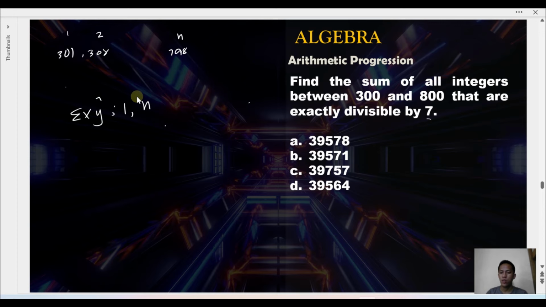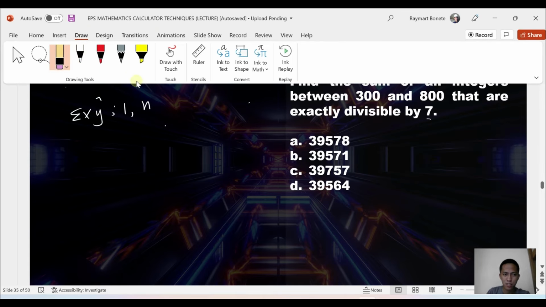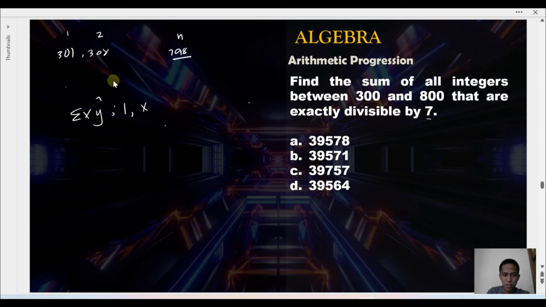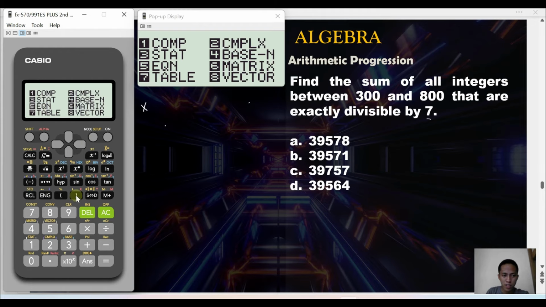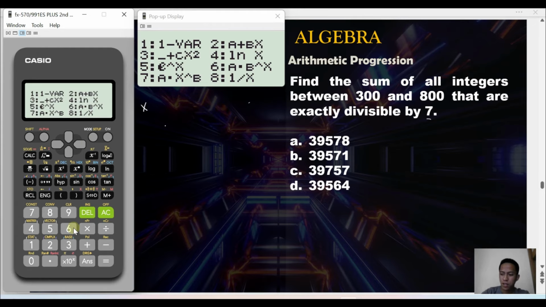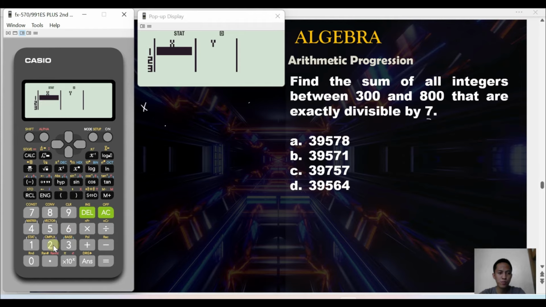Kukunin natin yung n using our calculator. Okay, so dalawang caltech yung gagamitin natin. Get the position ng 798. Okay, sa calculator, x siya. x yan sa calculator. So, what is the position of 798? So, dito sa calculator, mode again, stat. Okay. Then, we have here number 2.